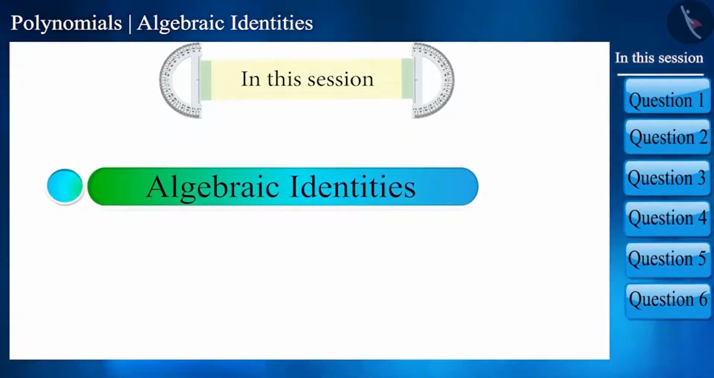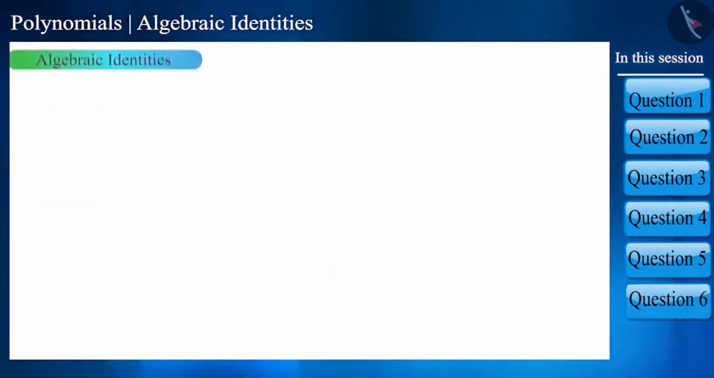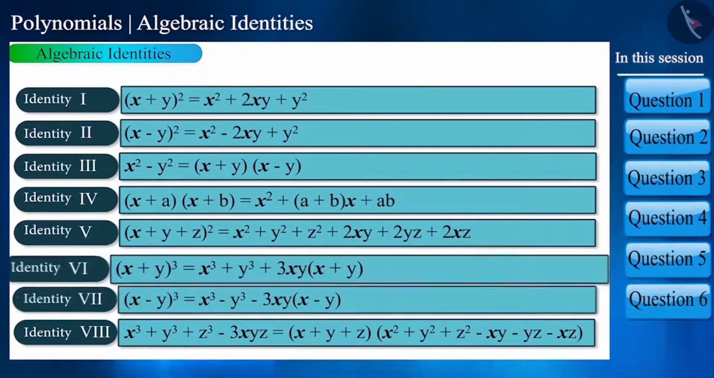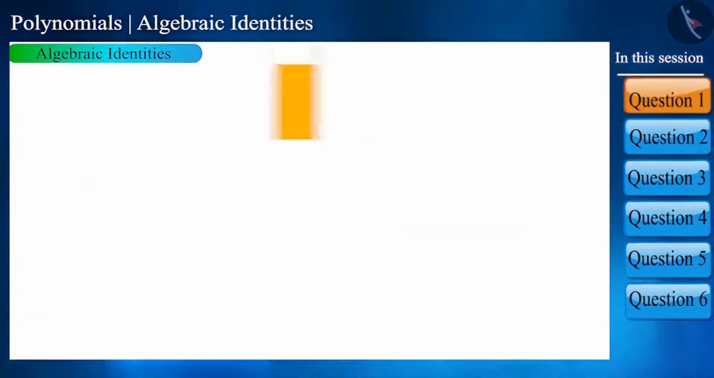Today we will solve some questions based on algebraic identities. We have a total of 8 identities. By using these 8 identities, let us see how to find the factors and products of polynomials. So let's start with our first question.